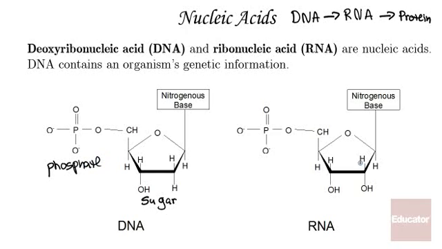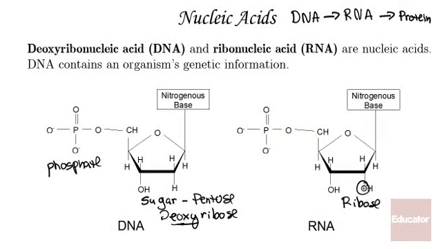In both DNA and RNA, the sugars are 5-carbon sugars, so these are pentoses. However, the sugar in DNA is deoxyribose, whereas RNA contains ribose. So the name explains the difference, deoxy. Deoxyribose is missing one of the oxygens. So ribose has a hydroxyl group here, whereas DNA just has a hydrogen. So that's one difference between DNA and RNA, although their fundamental structure is the same.